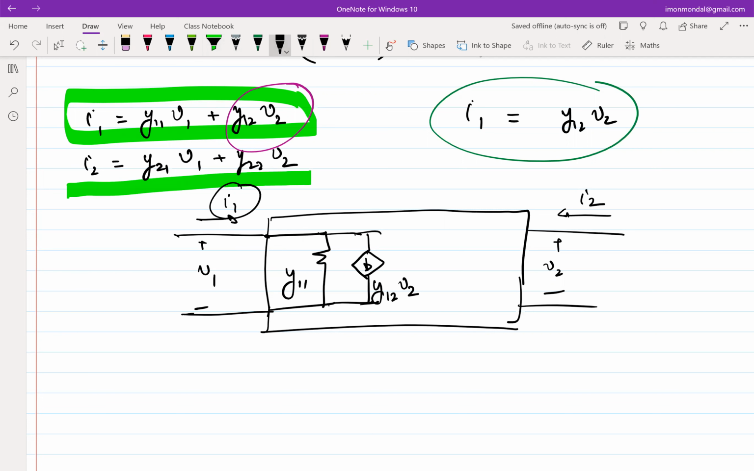Okay. So now similarly, if I concentrate on the second equation, what will I get? The easier one to figure out is Y22 V2, right? It's a linear relationship between the current through the port and the voltage across the port, and the relationship is that of proportionality. And if I assume Y22 to be real, then it's basically a resistor of value 1 over Y22, or conductance of value Y22.